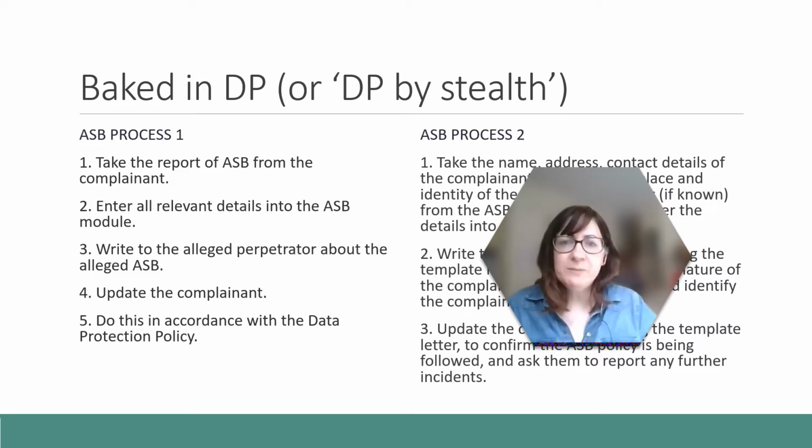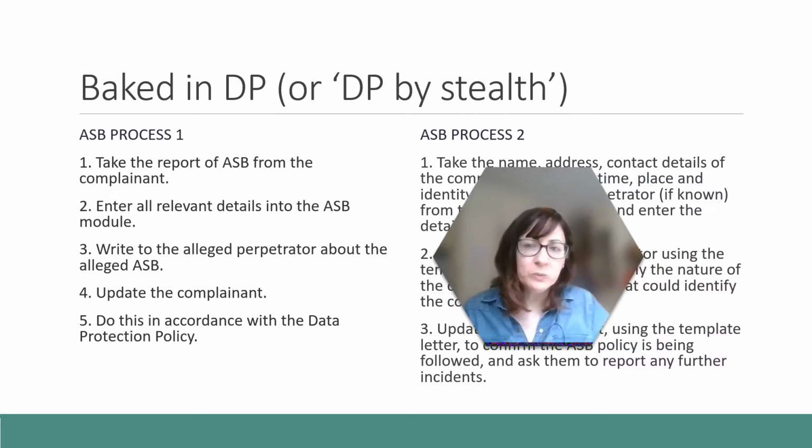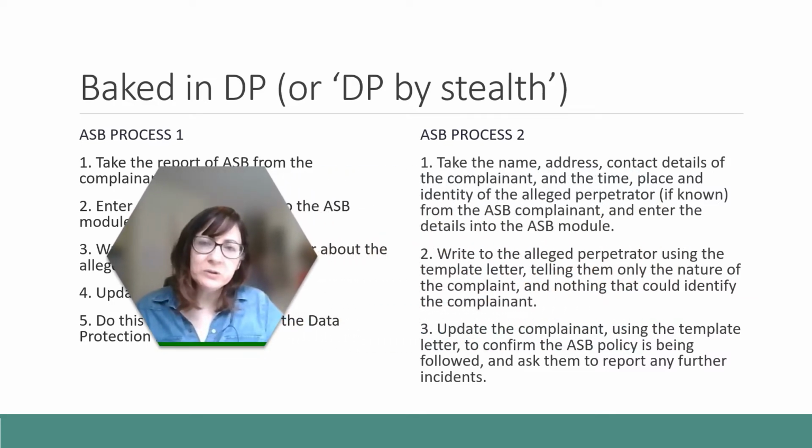For example, handling ASB. The process might say we'll take the report of the ASB, we'll enter relevant details into the module, write to the alleged perpetrator, update the complainant. And at the end, it'll just say do it in accordance with the data protection policy. In an ideal world, we would want to be saying, this is what relevant information is. This is what you should tell the alleged perpetrator. This is how you should update the complainant. Ideally, you would have template letters as well so that you would know what to include and what to leave out.